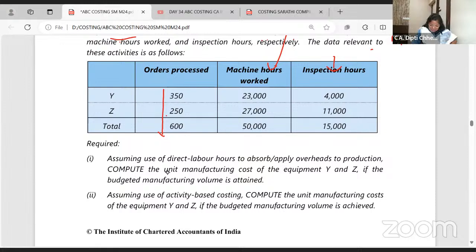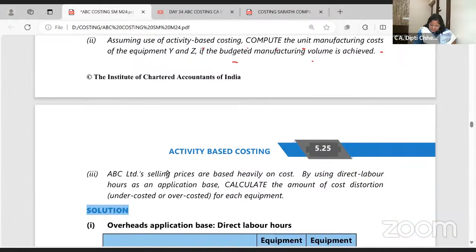What are you afraid of? Assuming the use of direct labor to absorb, calculate what is the total cost. Okay, did you observe one thing? In total cost, they have not given that profit is 20% of cost and sales and all. They didn't give all that. Assuming use of ABC, what is it? Okay, so in both ways, ABC selling prices are based heavily on cost. By using direct labor hours as an application base, calculate the amount of cost distortion for each.